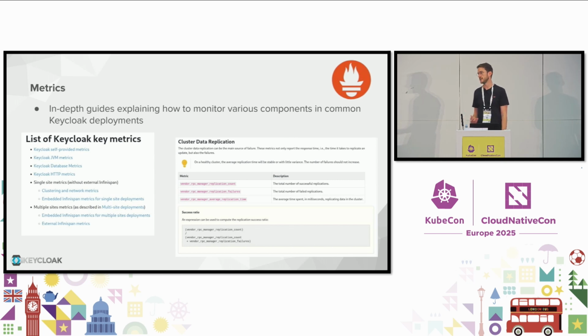But all of these guides have the same kind of format. On the screenshot on the right here, we have an example from the clustering guide, and we basically provide the raw metric names followed by a high-level description of what those metrics are and what they actually mean, because raw metrics aren't very nice. But what I particularly like about these guides is that we have a bit of context around the metrics. So we have the light bulb here, and we're saying actually on a healthy cluster, the average replication time will be stable or with little variance.